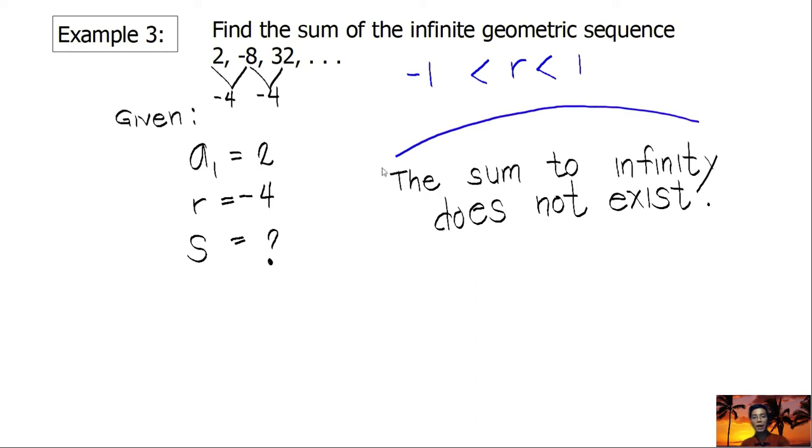Pwede lang po natin kasi na makuha ang sum to infinity kapag yung common ratio po natin ay pasok po sa range po na ibinigay po na to. R is less than 1 but greater than negative 1. Or sa madaling sabi, ang common ratio po ay proper fraction na positive or negative. Okay, sana po maliwanag po yung example number 3.